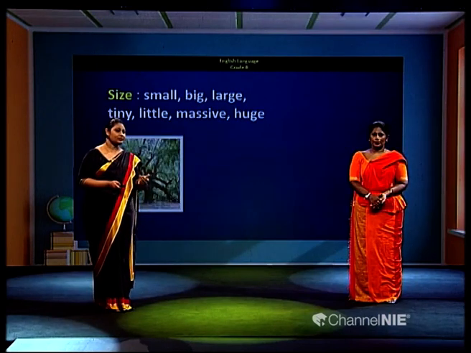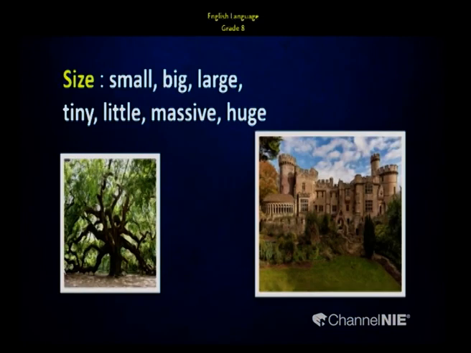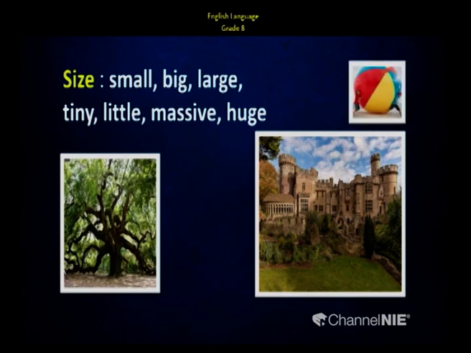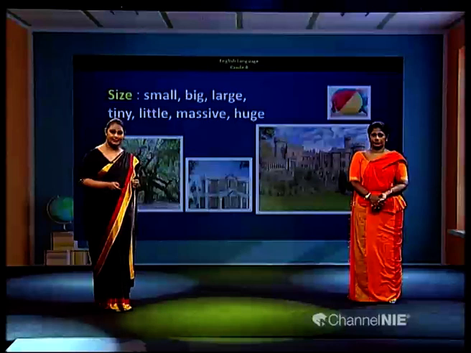Right? What about this tree? This is a large tree. Then what about this castle? It is a massive castle. Then you have a ball there. It's a large ball. You can say a small ball also, compared to the other objects there, right? Then we have a house there. You can say a huge house, a large house, a big house. These are the adjectives you use when you talk about size.